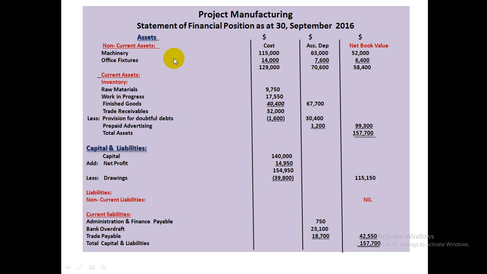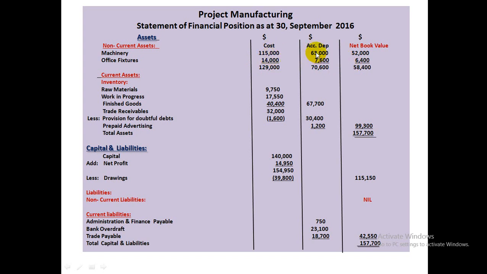We want to total the net book values of non-current assets. We want this amount as the total of net book value of non-current assets, but the net book value is to be calculated by us. How will we do this? Cost of non-current asset minus accumulated depreciation of non-current asset will give you the net book value. First, we'll do this for machinery. Second, we'll do this for office fixture.